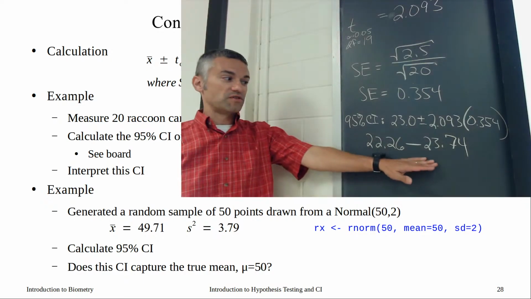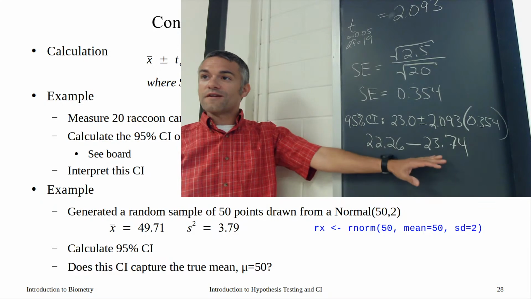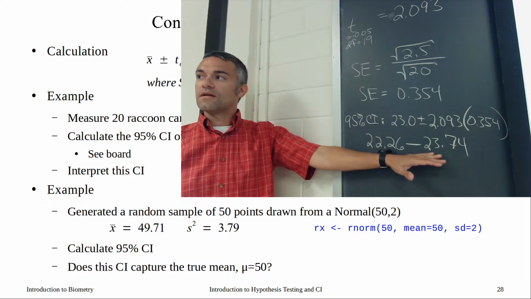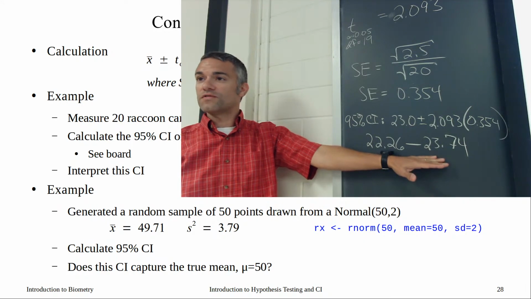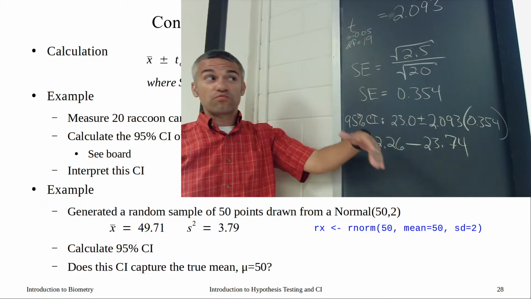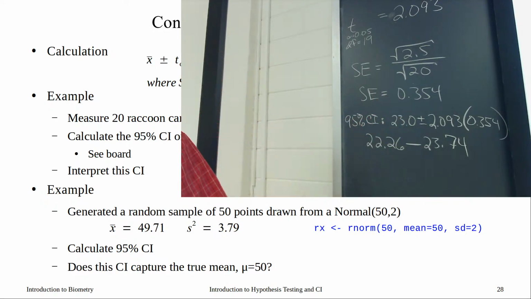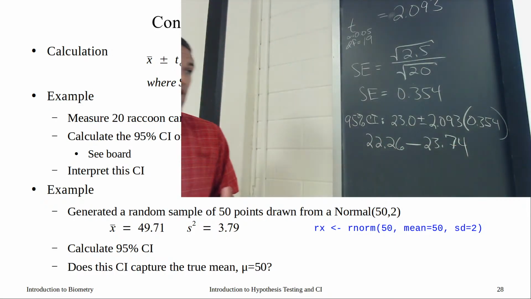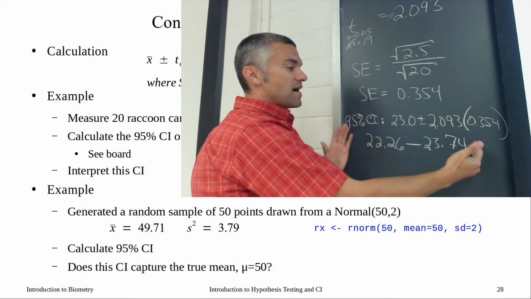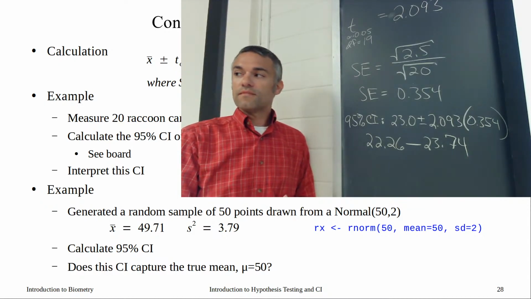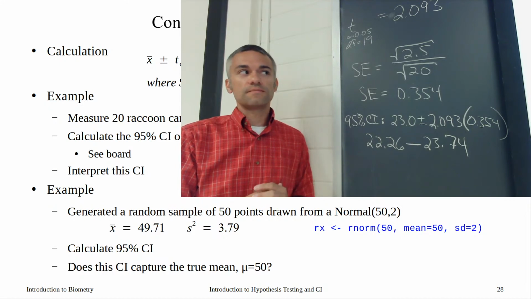This range here, 22.26 to 23.74. We are 95% confident that this range captures our true mean. That mu gets captured by this range. If we repeated the sample, collected 20 more raccoons, our range is going to change because our mean changes, our variance changes. But 95% of all of our confidence intervals are going to capture that true mean. That's what our confidence intervals are telling us.